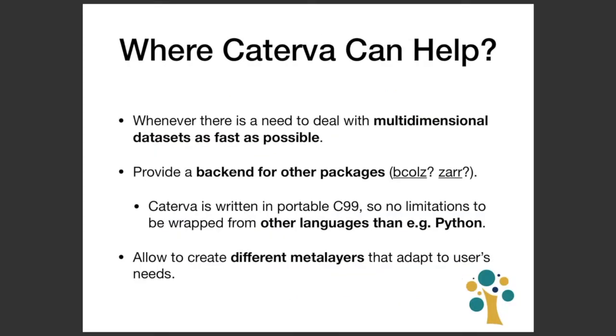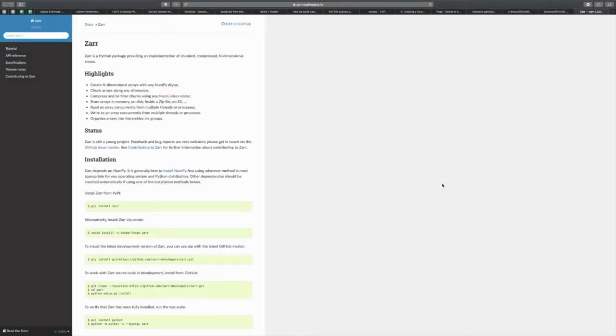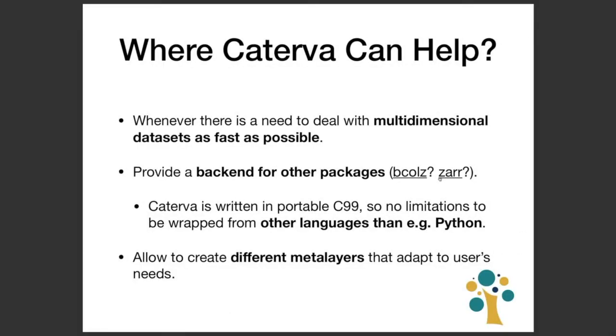Okay, so let me finish with a few examples where Caterva can help. Whenever there is a need to deal with multidimensional datasets as fast as possible, Caterva is a very interesting thing. Also for providing a backend for other packages, like for example, bcolz, which is a tabular data storage that I created some years ago, and also for Zarr. And in fact, we are in conversation with the Zarr people in order to make a new generation of Zarr maybe based on Caterva instead of using Blosc2, because Caterva can help also in performance for Zarr.